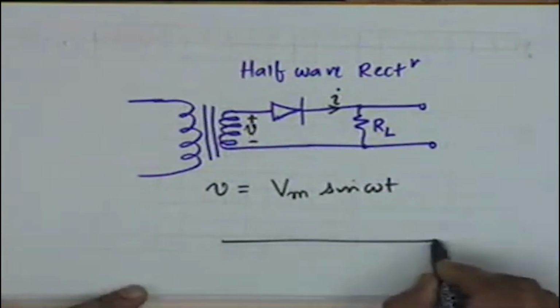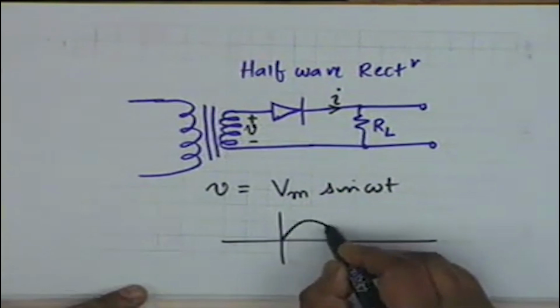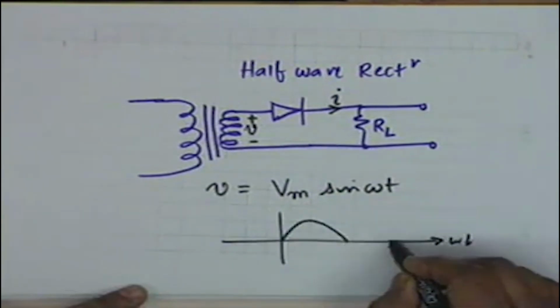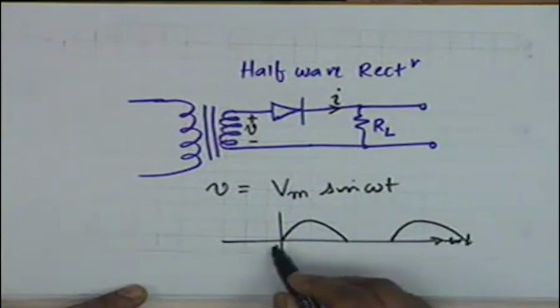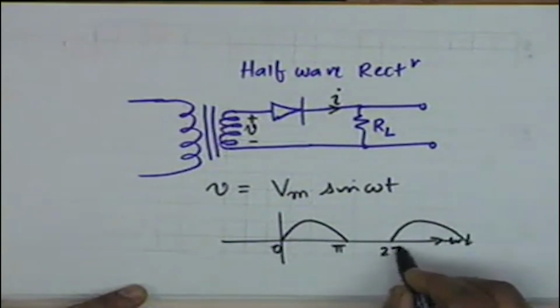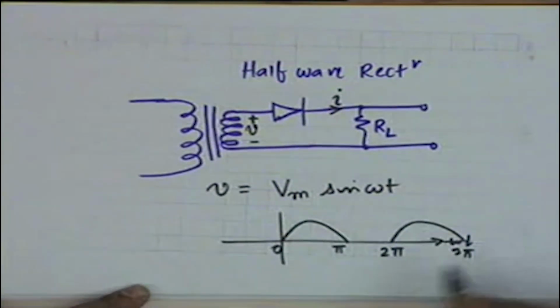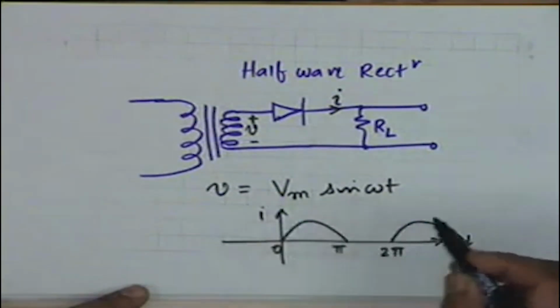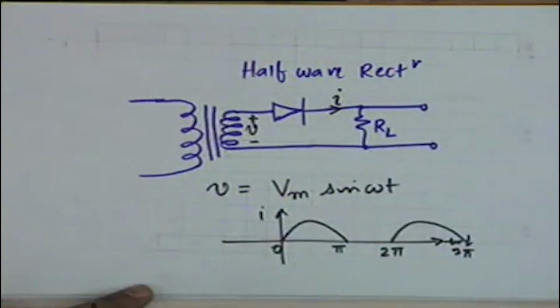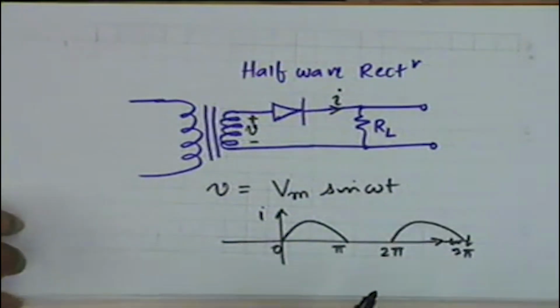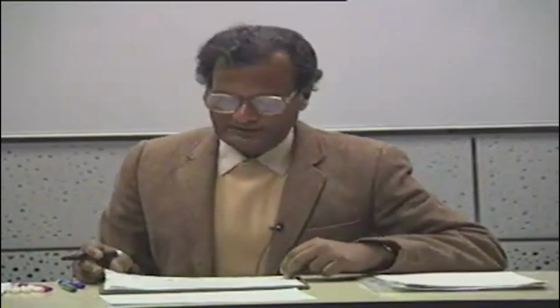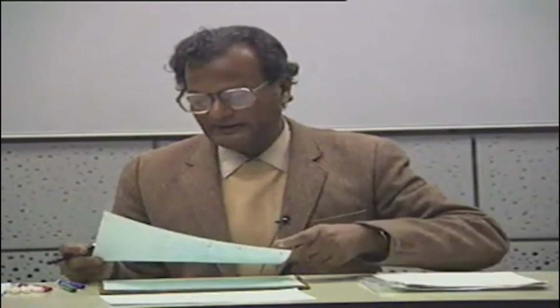In other words, if you draw a sketch of I versus omega t, then what you shall get is only these half sinusoids, 0 to pi, then pi to 2 pi it shall be 0, and then 2 pi to 3 pi it shall again be a half cycle, and so on and so forth. Alright, this will be the current waveform, and the voltage across the load is simply current multiplied by resistance, and therefore the voltage waveform shall also have the same type of waveform, current multiplied by RL.